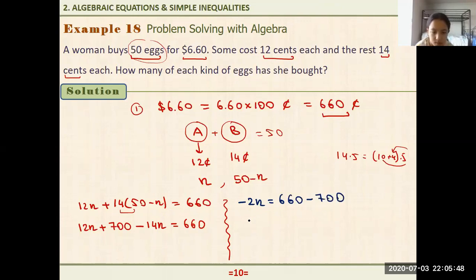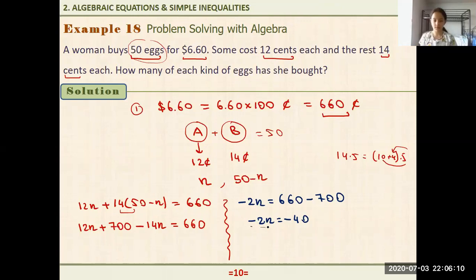Let's simplify again. Negative 2n. What is 660 minus 700? Negative 40. Negative 40. Very good. So now here it is multiplied. We should eliminate this negative 2 from the right hand side. Since it is multiplied, how can we eliminate this? We should divide both sides by negative 2.